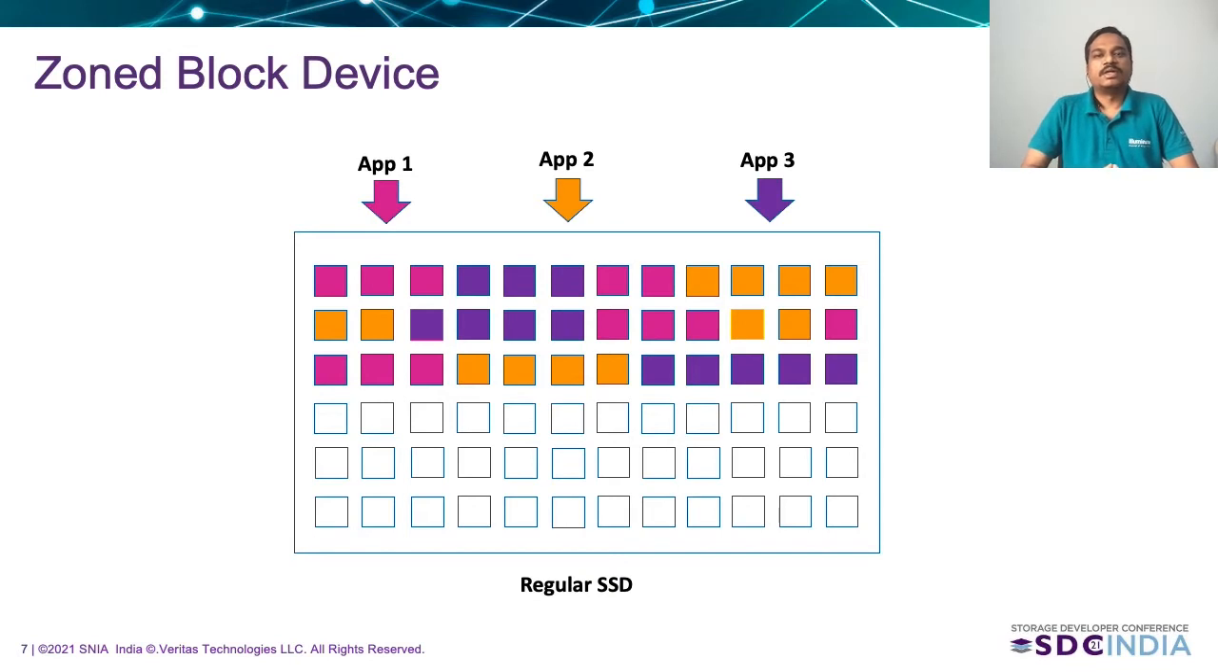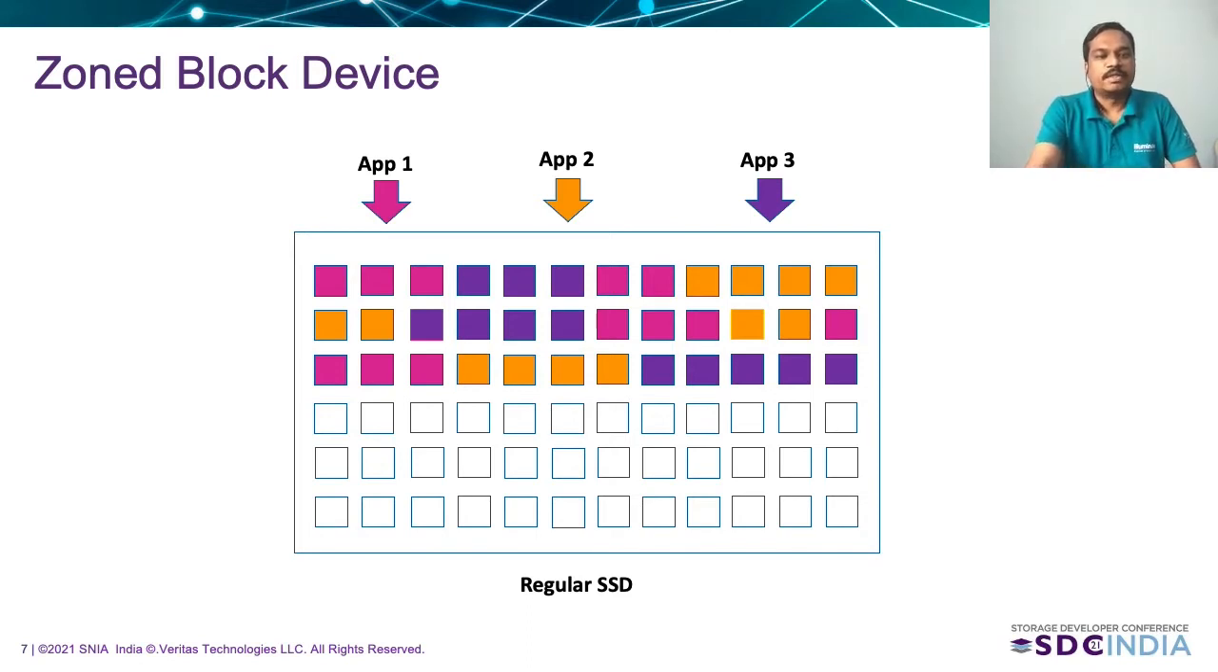Let's assume there are three applications running on a system and storing data on the storage. In this case, the storage device decides about the data placement, and there is no guarantee that each application will get the blocks in sequence. When data of any application is deleted from storage, the garbage collector does the block or data movement, which impacts the write amplification factor that we discussed in our starting slide.